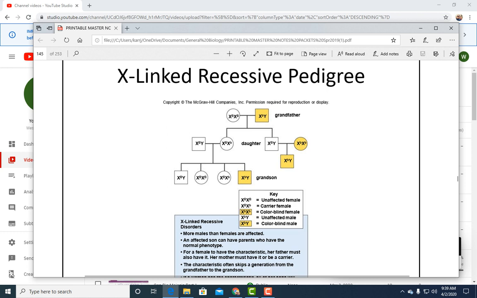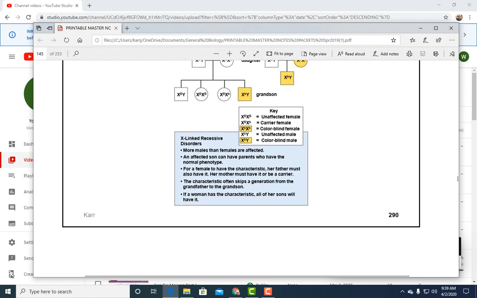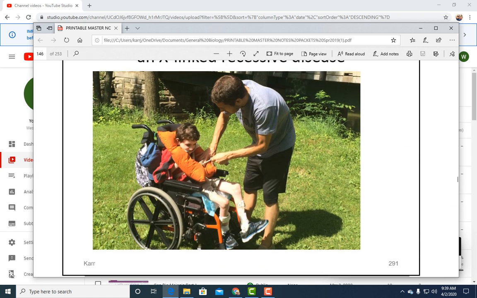So here's just a picture of what muscular dystrophy looks like. Again, these children have very thin arms and legs because their muscles essentially waste away.